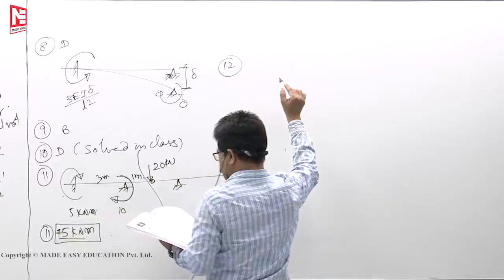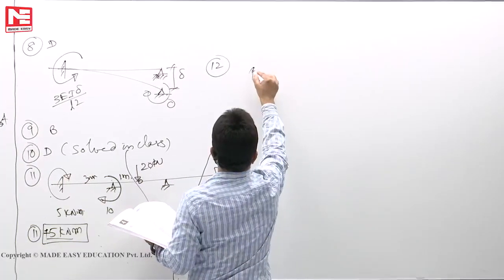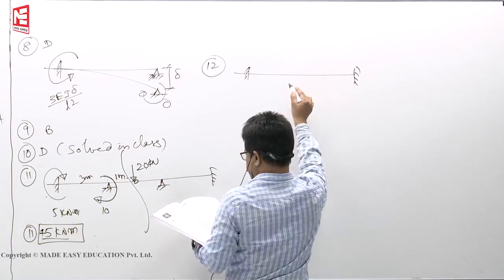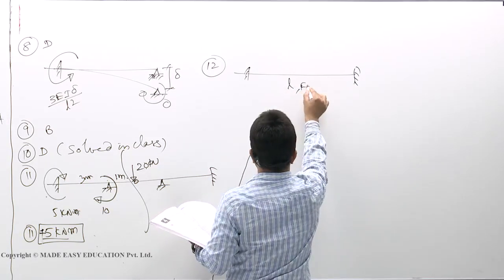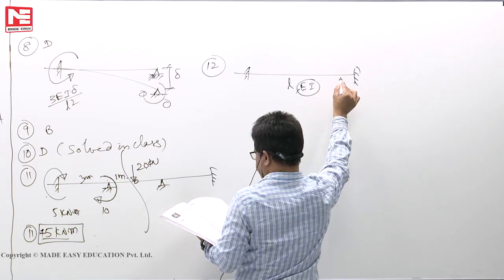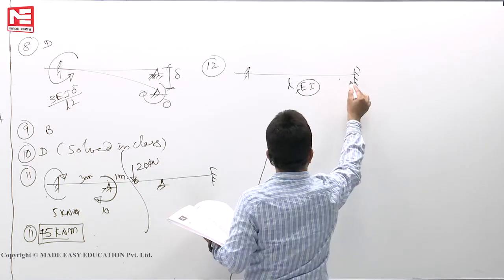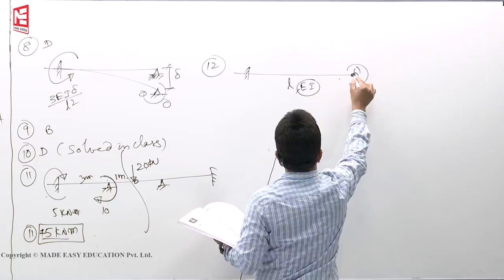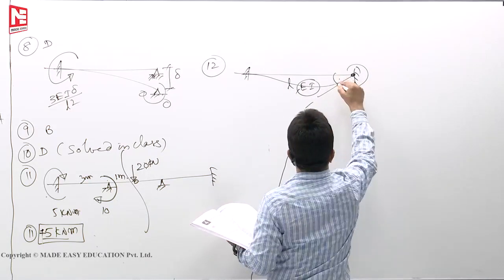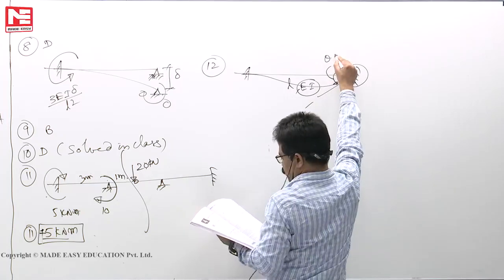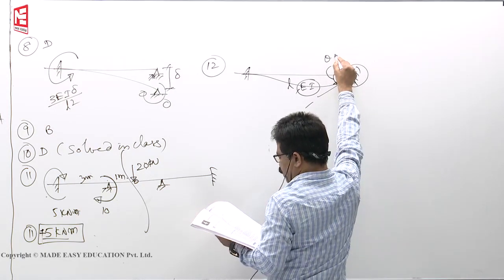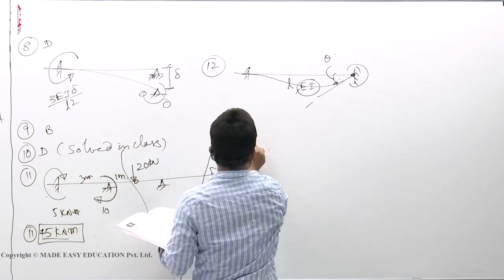Next, 12th question. A horizontal fixed beam AB of length L has uniform flexural rigidity. During loading, the right support A rotates through an angle theta clockwise. That means the deflected shape will go like this. It rotated by theta clockwise. What is the distance of the point of contraflexure from the left support?